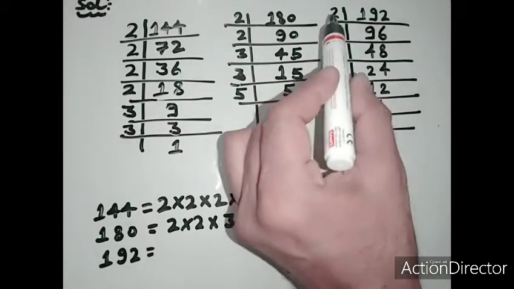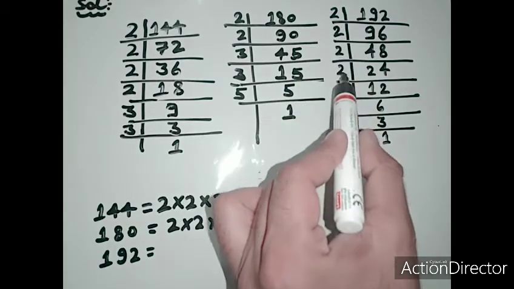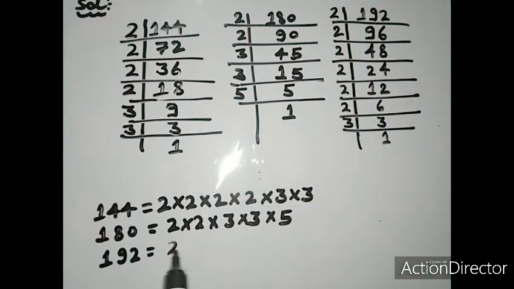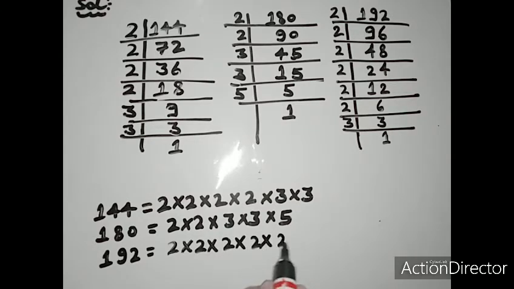How many times is 2 there? 1 2 3 4 5 6. So here we write 2 multiply by 2 multiply by 2 multiply by 2 multiply by 2 multiply by 2, 1 2 3 4 5 6, and multiply by 3.